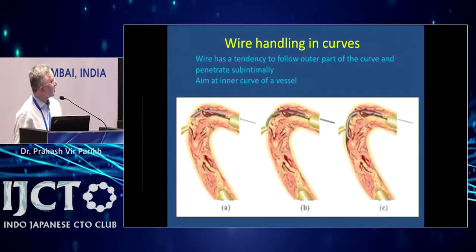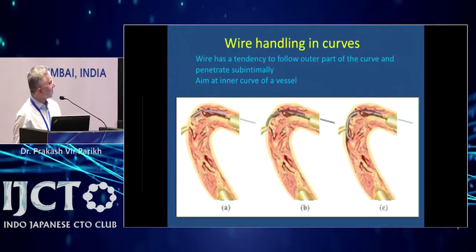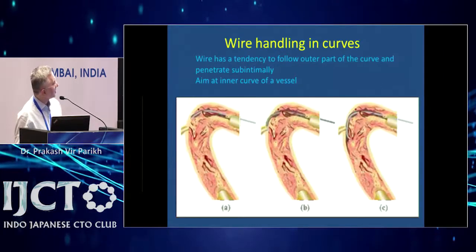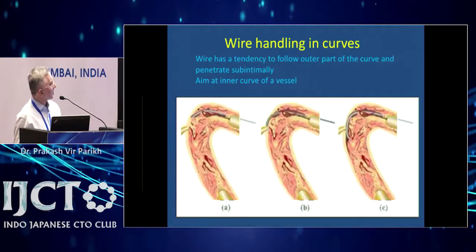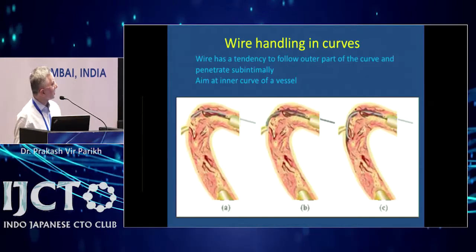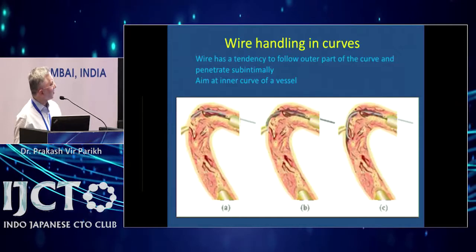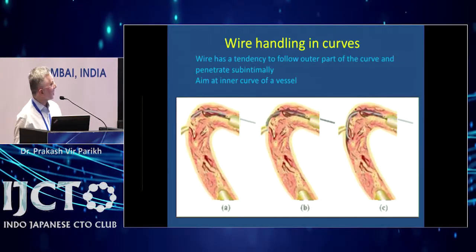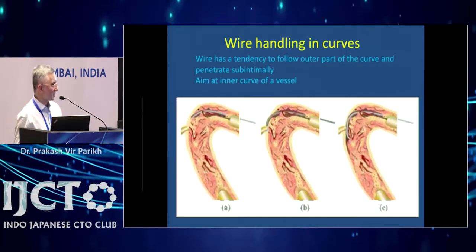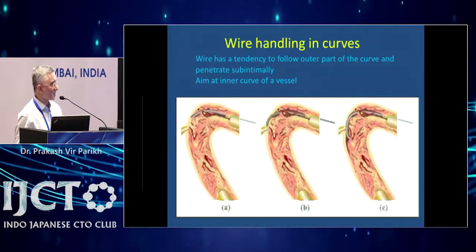Another important point is wire handling in curves. When you are advancing a wire in an angulated CTO segment, the wire has a tendency to follow the outer part of the curve and penetrate subintimally. So when you are dealing with an angulated segment, always aim the wire towards the inner curve of the vessel, then you are less likely to go subintimal.